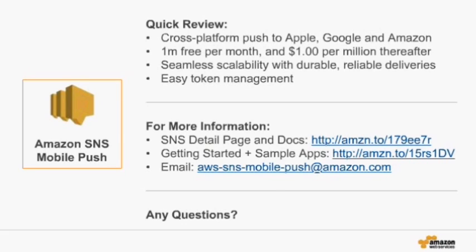We have a couple of people asking for confirmations about the free tier that SNS offers. Every account can send up to 1 million mobile push notifications for free every month. And that's at the account level. So if you have multiple apps within that account, those free mobile push notifications would be split across the multiple apps.